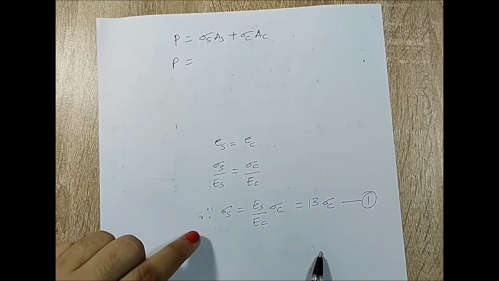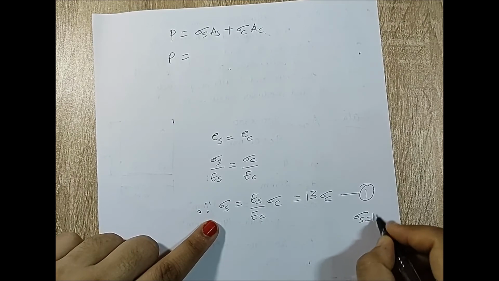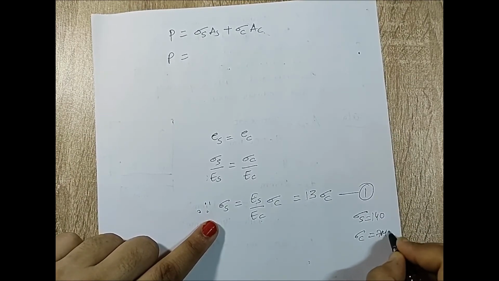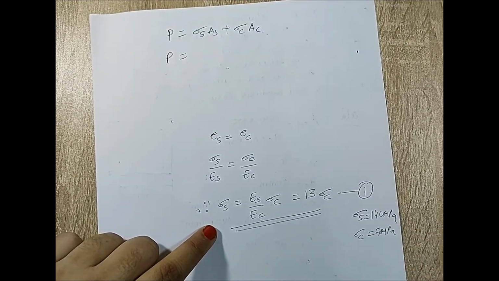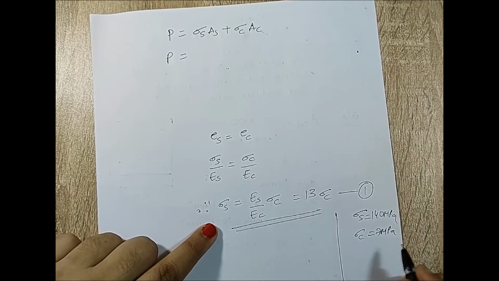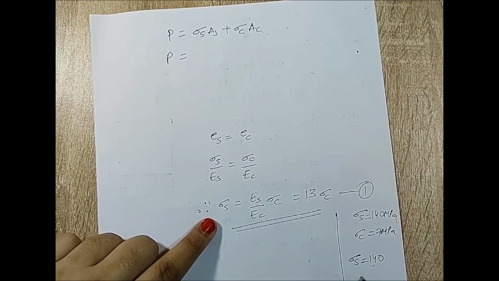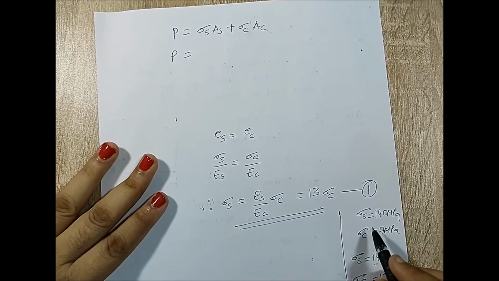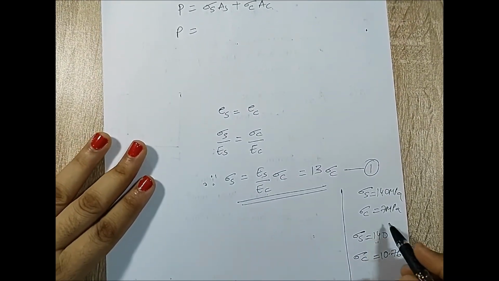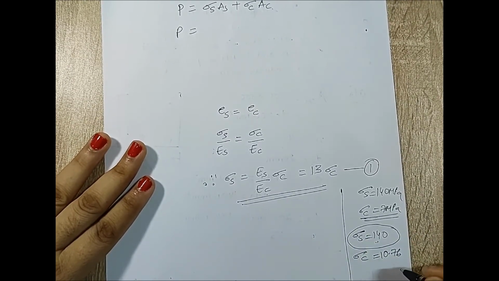Now if you observe, there is a relation between sigma S and sigma C, which means that I directly cannot take sigma S as 140 and sigma C as 7 megapascal. I will have to also satisfy this equation over here. Now for that reason, let us start with assuming sigma S is equal to 140. When I assume sigma S as 140 and I substitute here, I will get the value of sigma C as 10.76. Now if you look here, the maximum value possible for concrete is 7 megapascal, which means I cannot take the value of sigma S as 140.